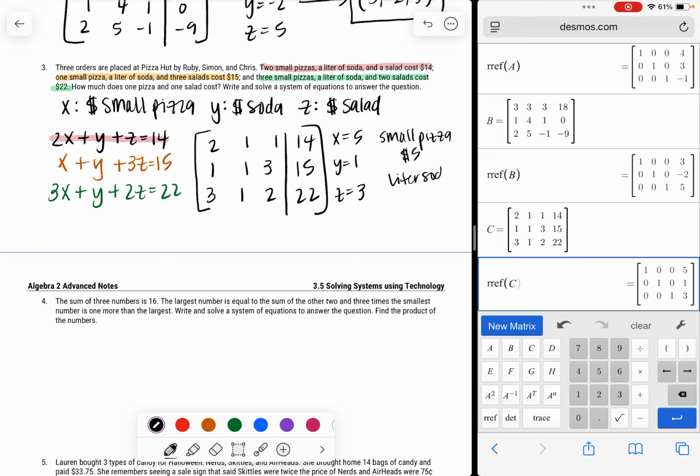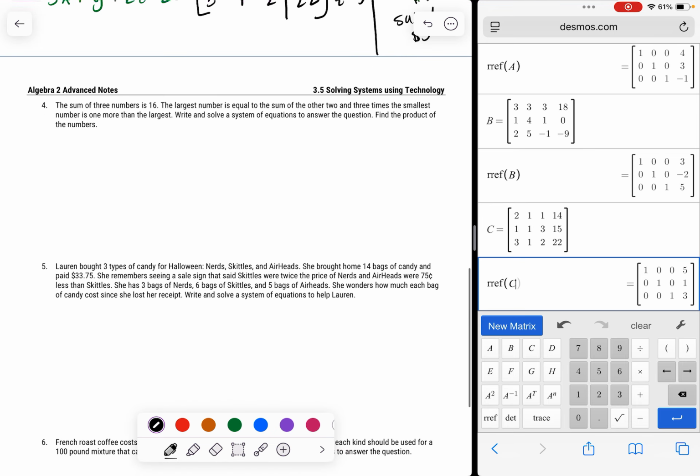Liter soda is $1. And a salad is $3. And that will take care of putting context back into the numbers that I got. Now let's go ahead and flip to the back and see what we have there.